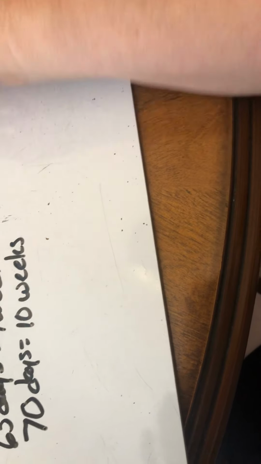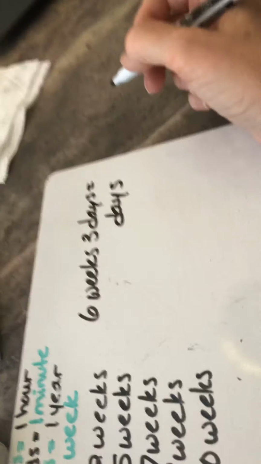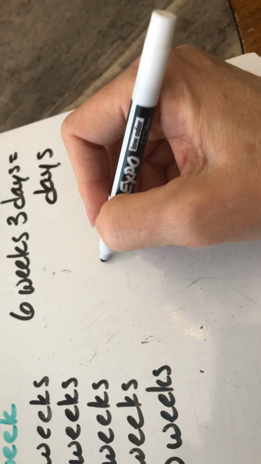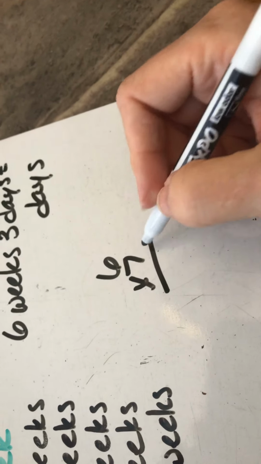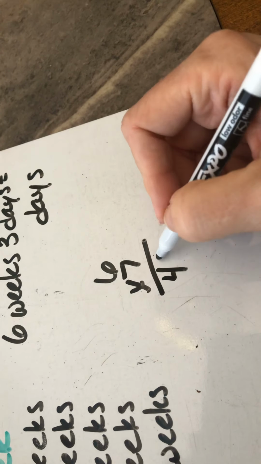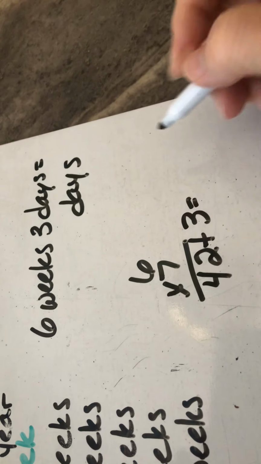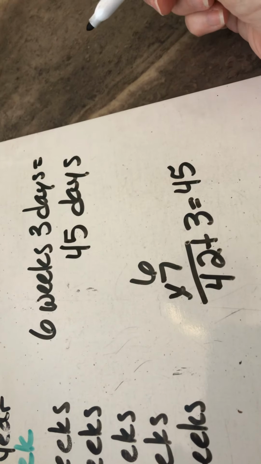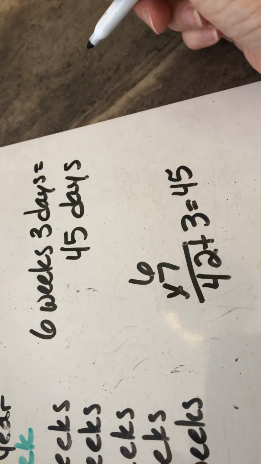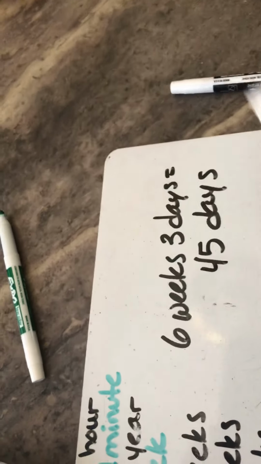What would 6 weeks and 3 days equal in just days? Oops, sorry. 6 weeks, 3 days. So we know that there are 6 weeks and there are 7 days in a week. 6 times 7, or 7 times 6, is 42, plus the 3 days that we already know about. So 6 weeks and 3 days is the same as 45 days. Perfect.